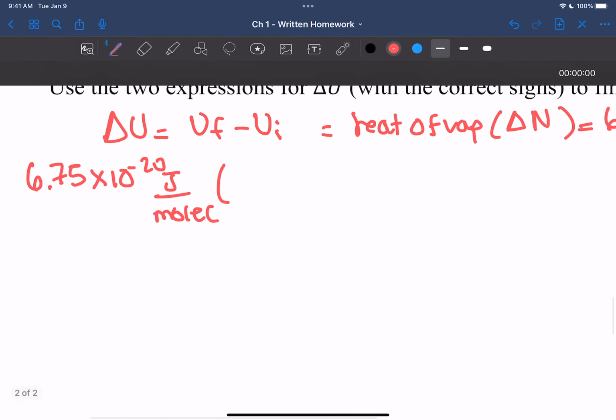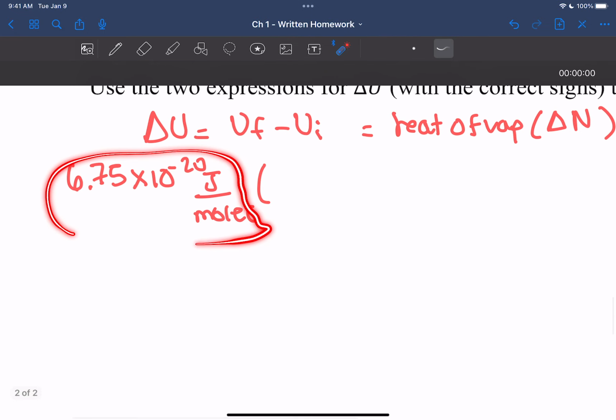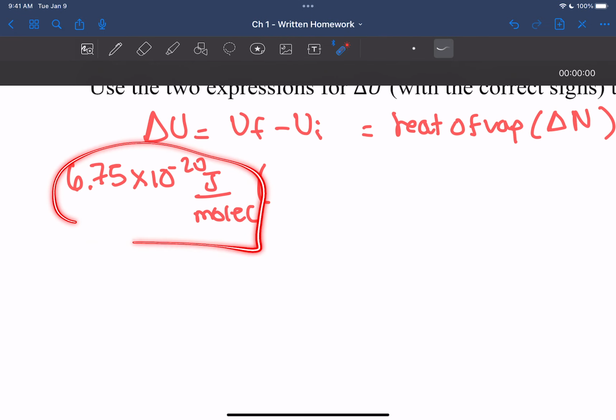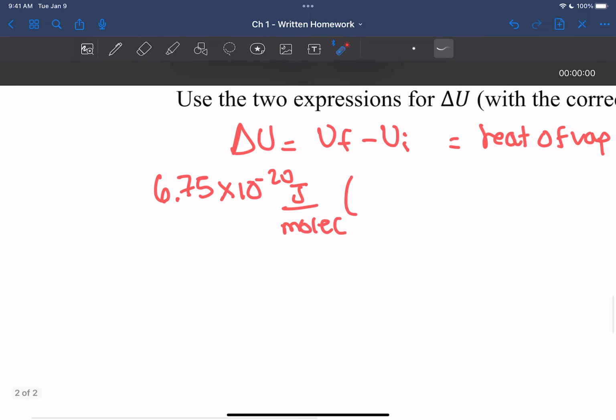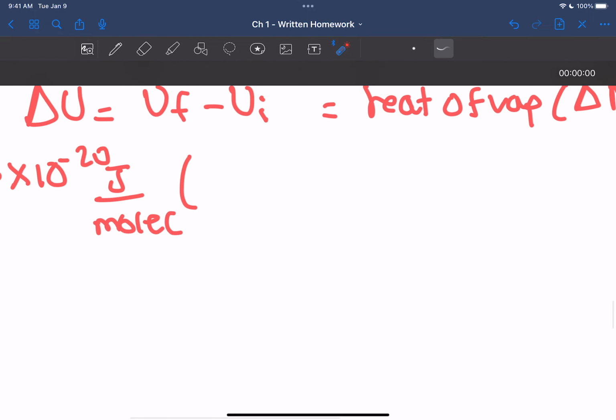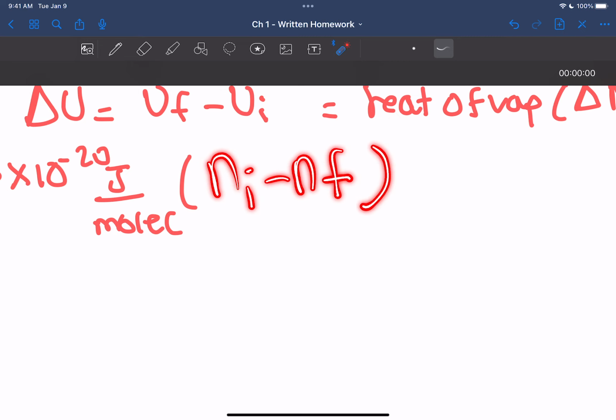So you can either take the absolute value of that heat of vaporization, keeping it the same but as a positive value, and then do NF minus NI, right? That'll give you an automatic negative answer for delta U, and that's fine. Otherwise, you can say this is a negative heat of vaporization, and then instead of NF minus NI, you say NI minus NF, because then this would be like 4 minus 3, right? You'd have more initial than final, and so that's how it would go.